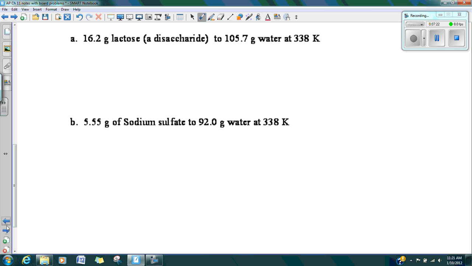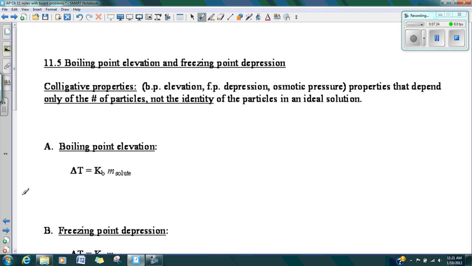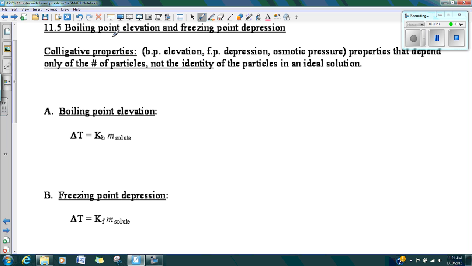All right, so we're at about 7 minutes, so I think I'm just going to keep on going and finish this last little section right here. These are both really quick little things. Boiling point elevation and freezing point depression. You have experienced both of these. They are called colligative properties. Colligative properties have been on and off the test, so it kind of depends, but they are worth mentioning. So we have boiling point elevation, freezing point depression, and osmotic pressure, which we'll talk about here in a second. These are properties that depend only on the number of particles, not the identity of the particles in an ideal solution.